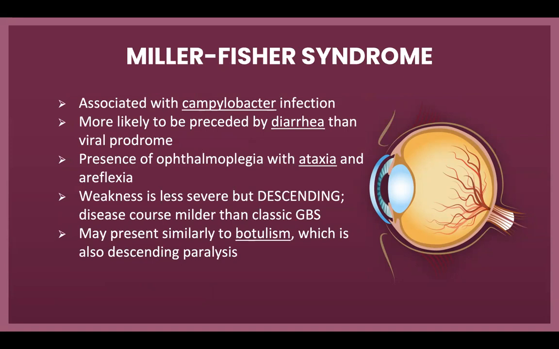Miller Fisher syndrome is one subtype of Guillain-Barré syndrome associated with Campylobacter infection, especially with diarrhea, and ophthalmoplegia with ataxia and areflexia. The weakness is descending, and it is similar to botulism. It is also very fatal if it starts to affect the respiratory muscles.